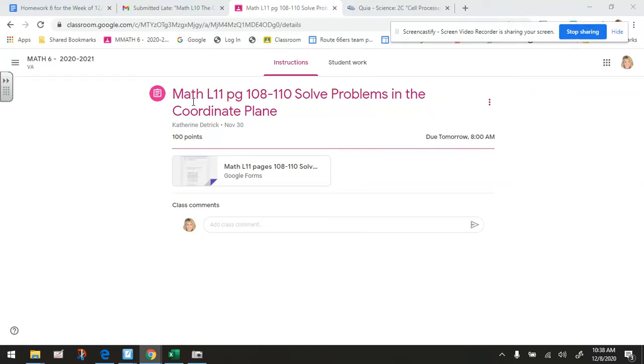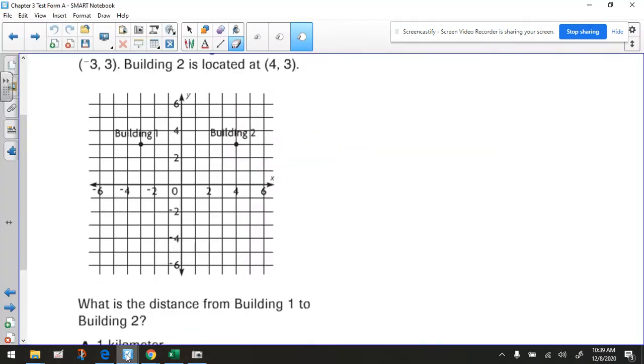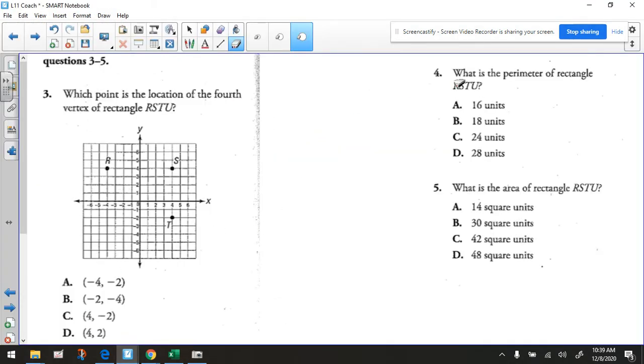We're going to take a look at some of the questions from Math L11, page 108 through 110 on solving problems in the coordinate plane. I thought numbers 3, 4, and 5 looked a little bit tricky, so let's try to digest this a little bit.